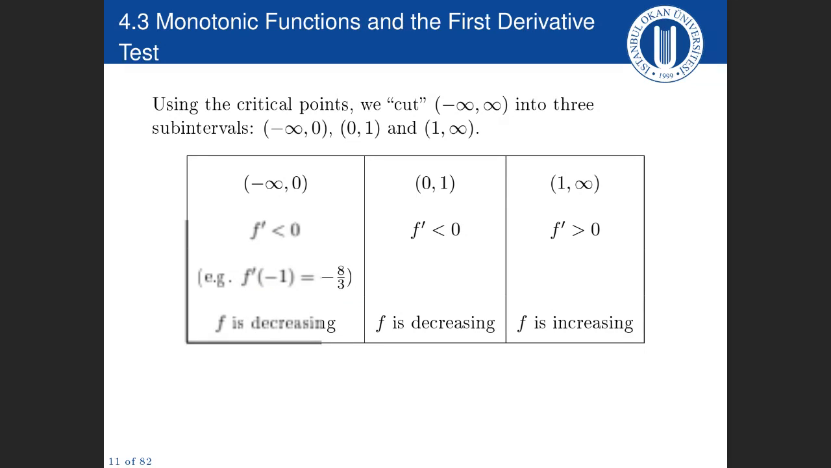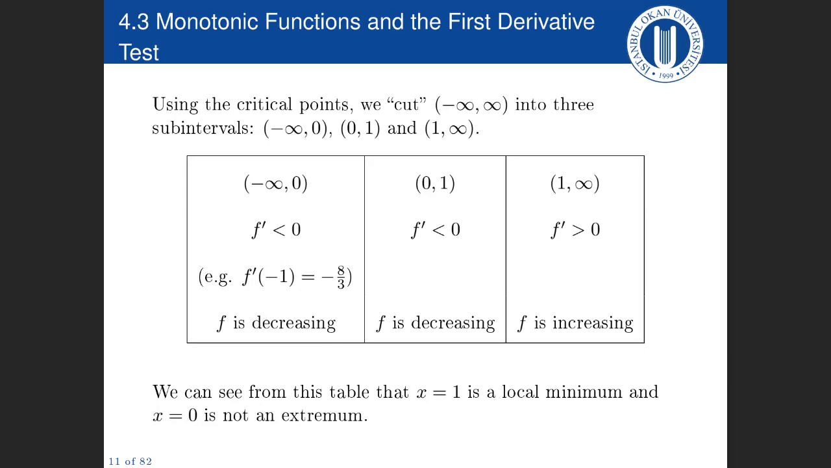So at 0, it's decreasing on the left and then decreasing on the right. We do not have an extremum here. At 1, it's decreasing and then it's increasing. So we must have a local minimum at 1. We can see from this table that x equal to 1 is a local minimum and x equal to 0 is not an extremum.